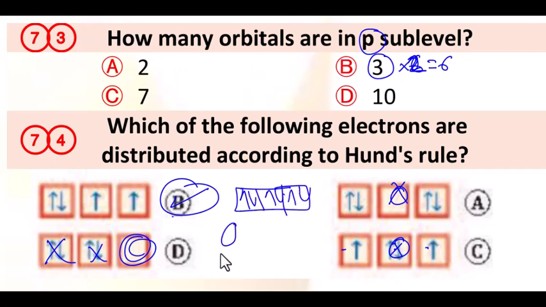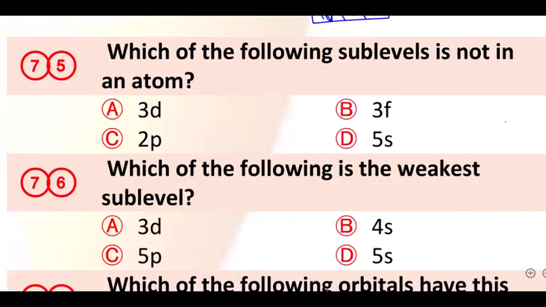For example, oxygen has 8 electrons. 1s is 2, 2s is 2, 2p4. If we draw p4, 3 orbitals, the first electron, the second, the third, and the fourth will start from here, according to Hund's rule.